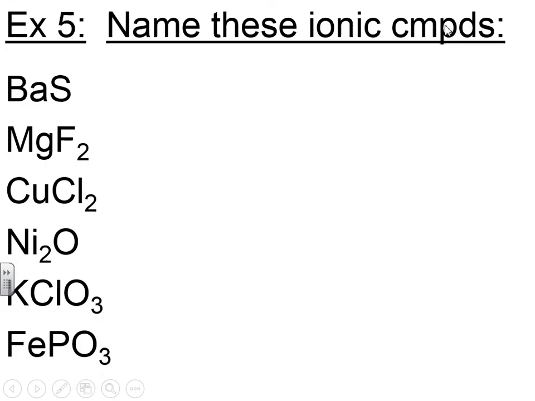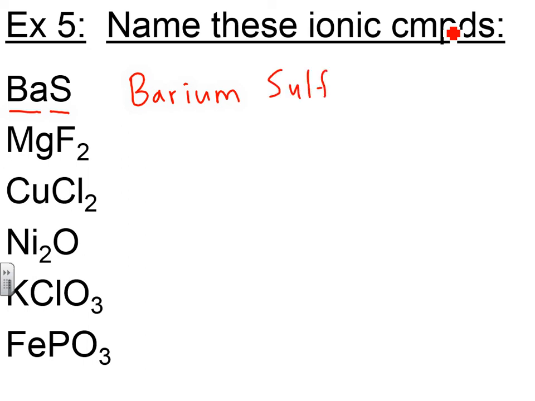So in this case, we have BaS. Now, Ba is barium from the S block. S is sulfur from the P block. So remember, the first element does not change. That one is easier. We simply name it barium. The second one changes to ide. So sulfur becomes sulfide. And that's it. Simple as that.